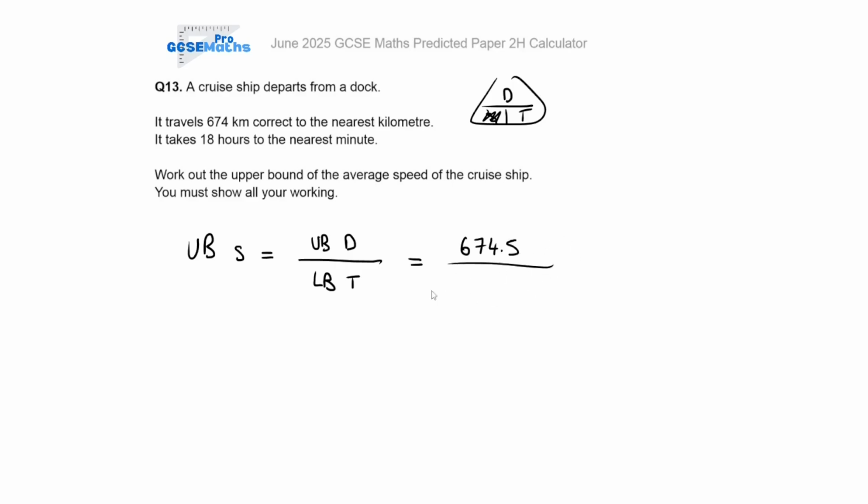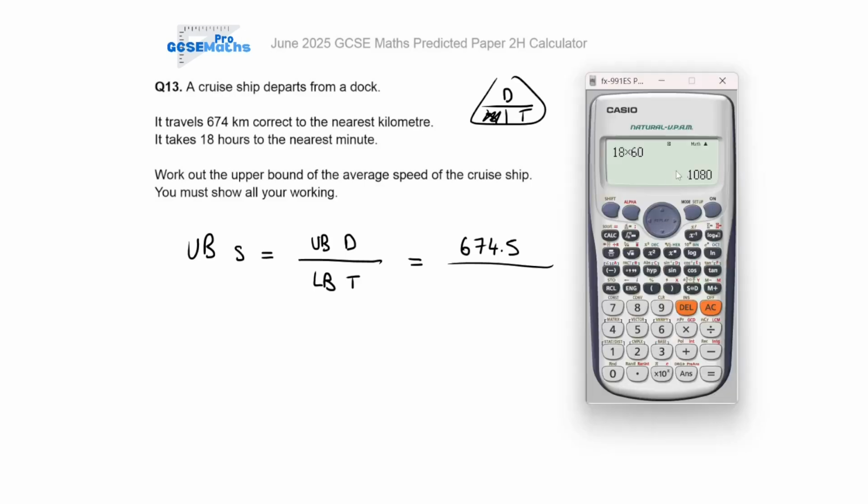674.5. Now the time is where it gets a little bit complicated because we've got 18 hours, but it is correct to the nearest minute. So I want to know, first of all, how many minutes is that? So 18 times 60 gives me 1080 minutes. Now I want the lower bound of this. So to the nearest minute, so I need to take away half a minute. So that would be 1079.5 minutes.